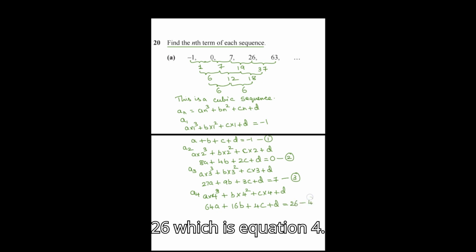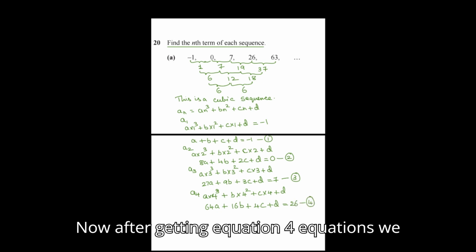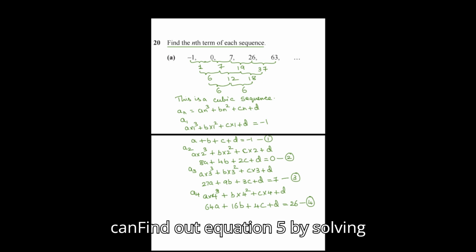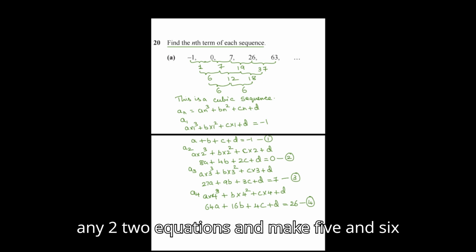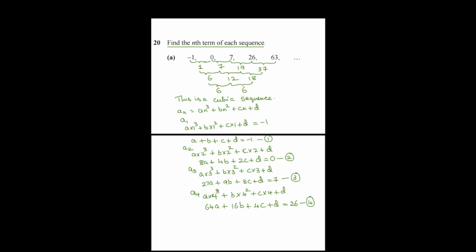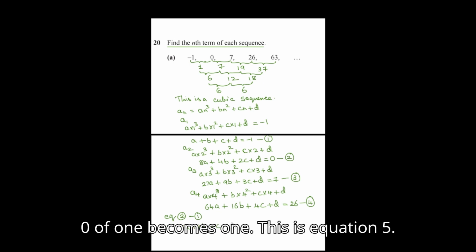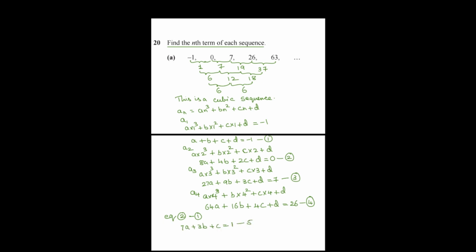Which is equation 4. Now after getting 4 equations, we can find equation 5 and 6 by solving any two equations. So now we can do equation 2 minus 1. When you do equation 2 minus 1, it will be 8a minus a, that is 7a, 4b minus b, that is 3b, 2c minus c, that is c, and d minus d is cancelled, and 0 minus of minus 1 becomes 1. This is equation 5.